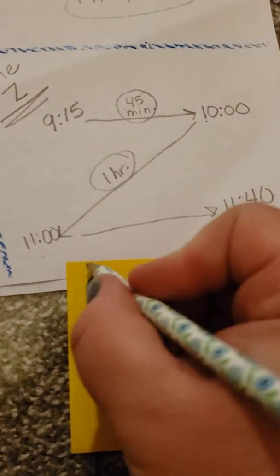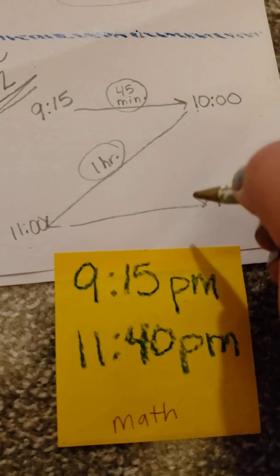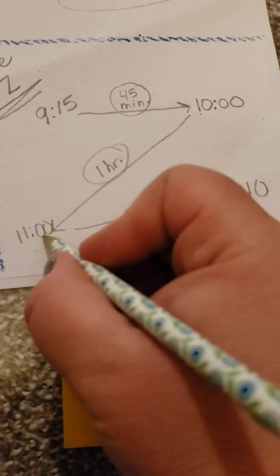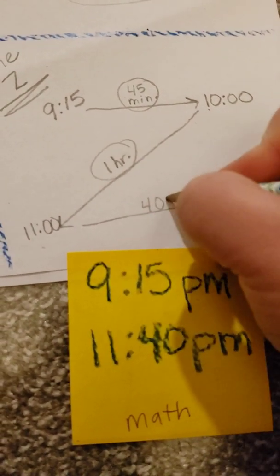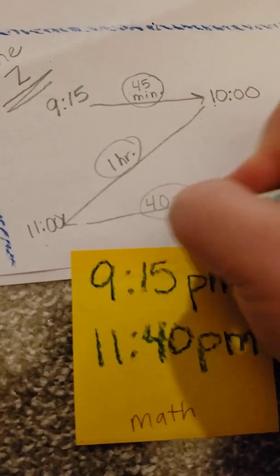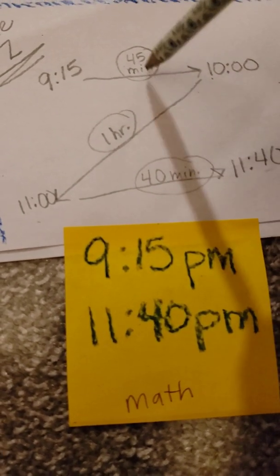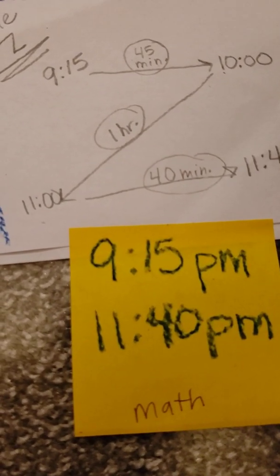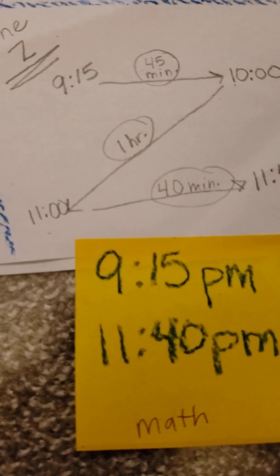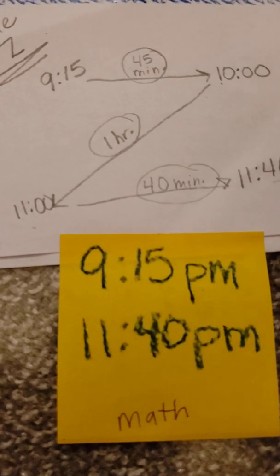Now, the last jump I need to do is from 11 to 11:40. So how many minutes do I need to jump? Well, 11:40. I need to go 40 minutes to make it 11:40. Now, I just have to go back through and add up. Now, here's the tricky part. My minutes are going to add up more than an hour. So, just like regrouping with subtraction, I'm going to have to regroup my minutes into an hour.